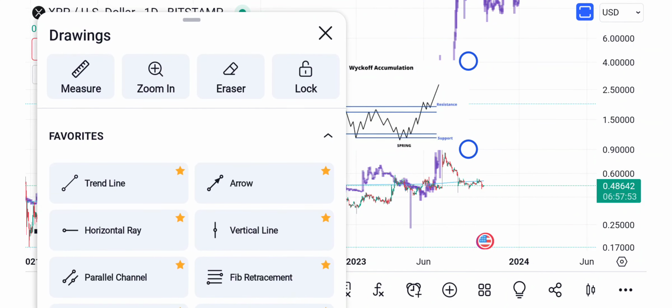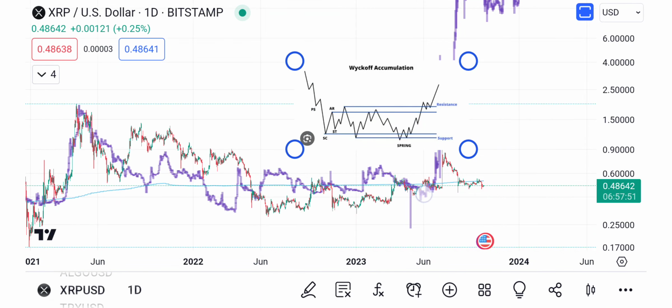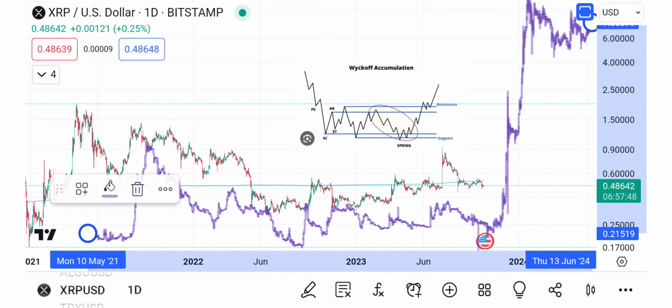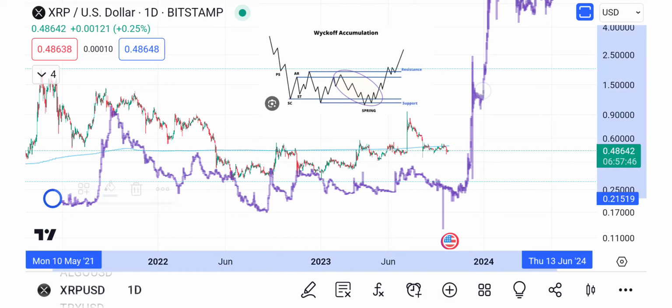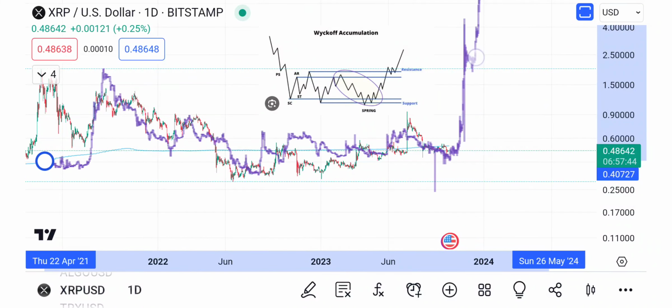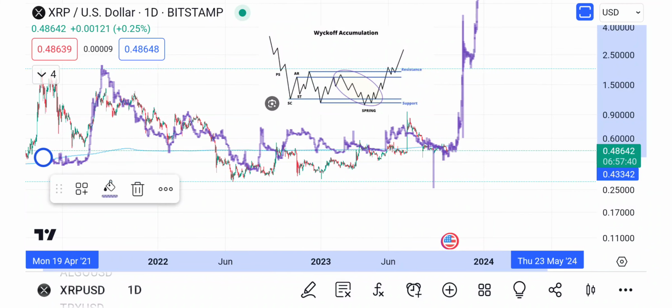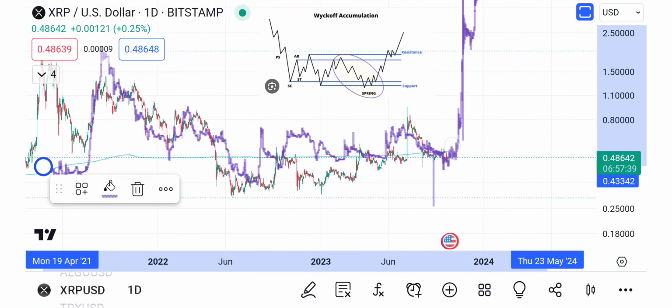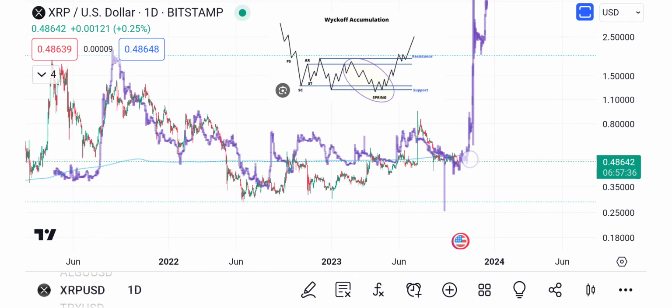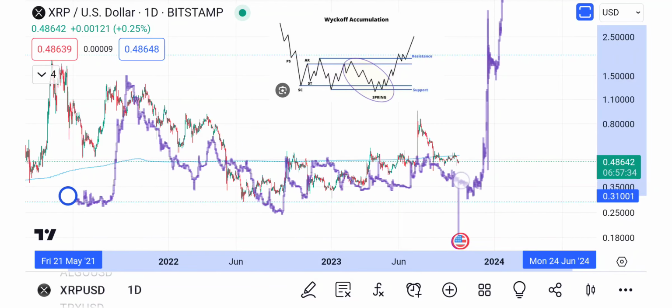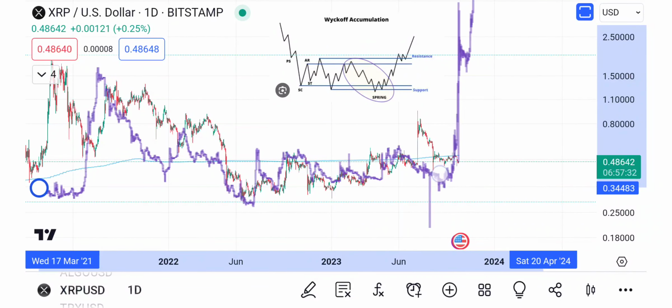So I see, like I said, I see two options. Number one, we pull all the way down to support, or number two, we break out following this fractal. So let me just play with it so you can see all the areas that it matches up.